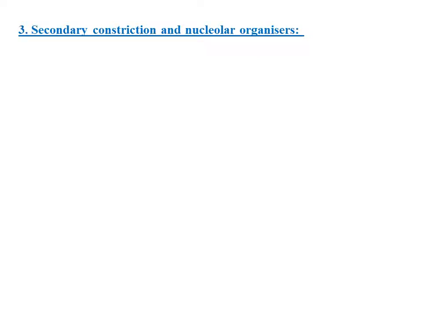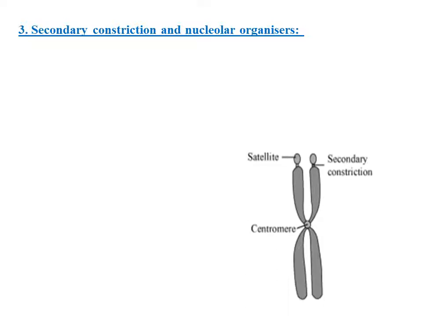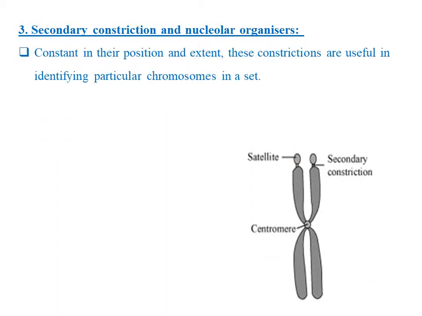The secondary constriction and the nuclear organizer. Besides having the primary constriction, the chromosomes possess a secondary constriction at any point of the chromosome. This figure will clearly show the secondary constriction area. And this is the satellite DNA. The secondary constrictions are constant in their position as well as their extent. These constrictions are useful in identifying a particular chromosome in a set.